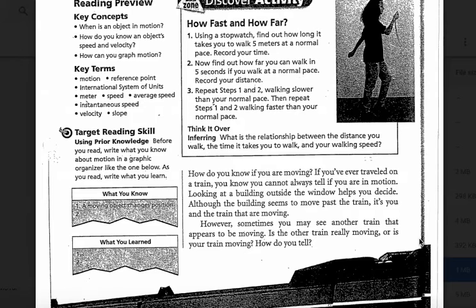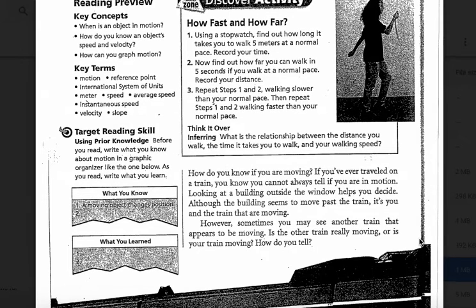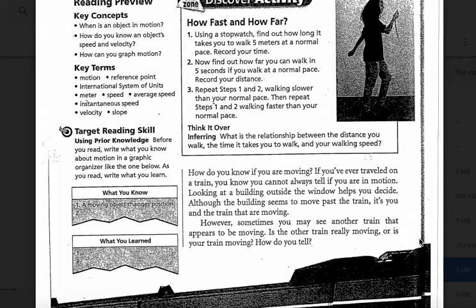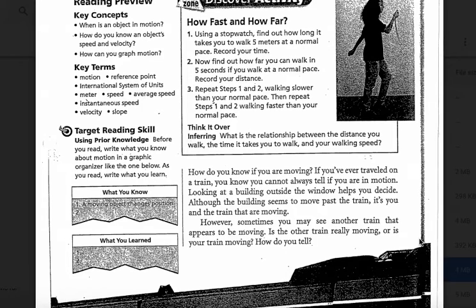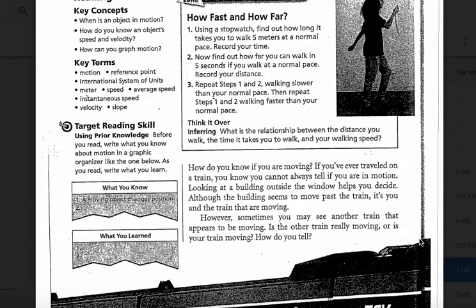How do you know if you are moving? If you've ever traveled on a train, you know you cannot always tell if you are in motion. Looking at a building outside the window helps you decide. Although the building seems to move past the train, it's you and the train that are moving. However, sometimes you may see another train that appears to be moving. Is the other train really moving, or is your train moving? How do you tell?